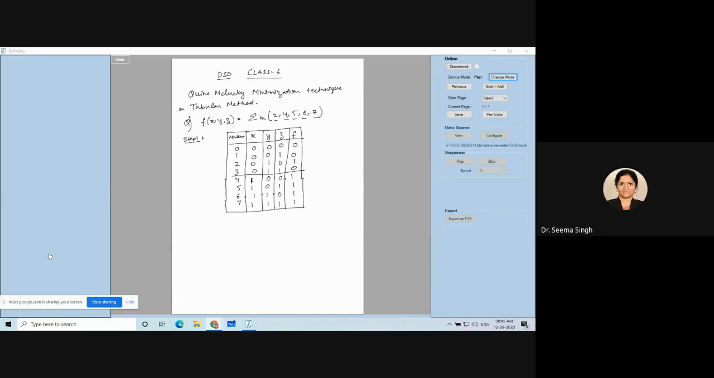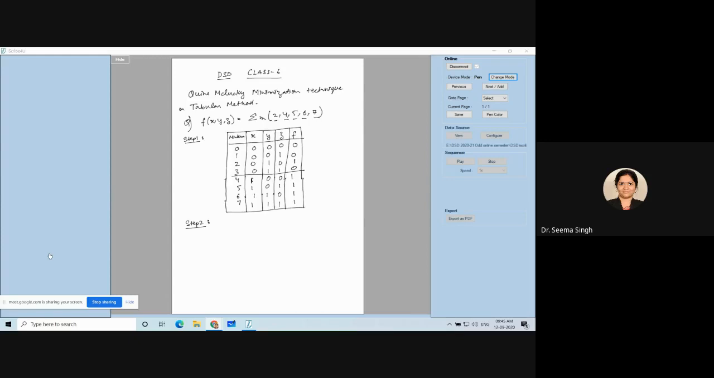Now step 2. What does step 2 do? All of you write it stepwise, otherwise later you will get confused. Step 2: separate the groups, separate the minterms depending on the number of logic 1. I want you to write this: separate the minterms based on the number of logic 1.